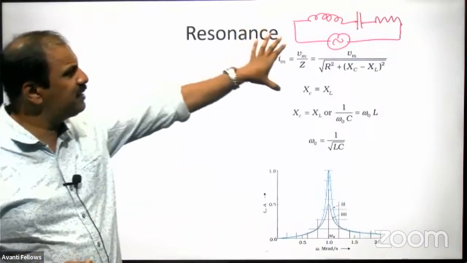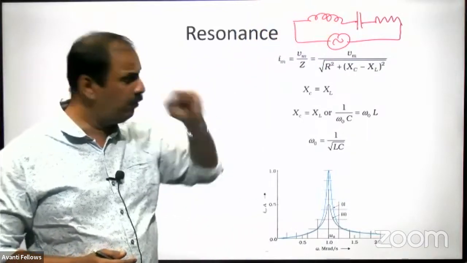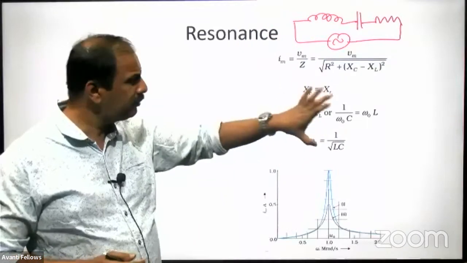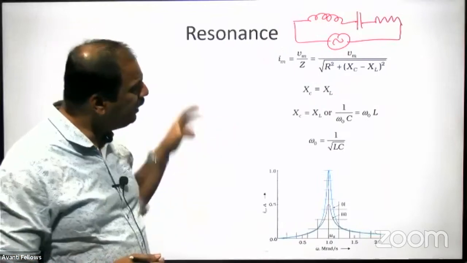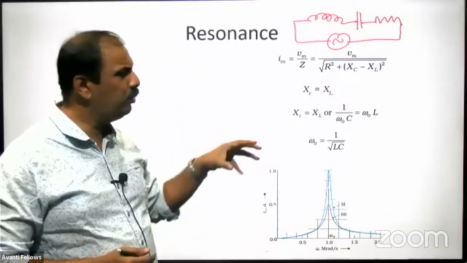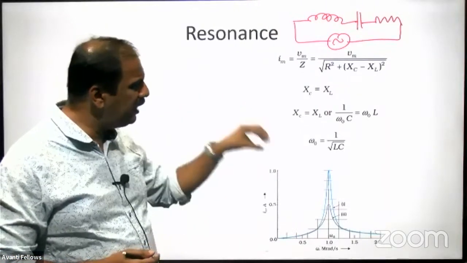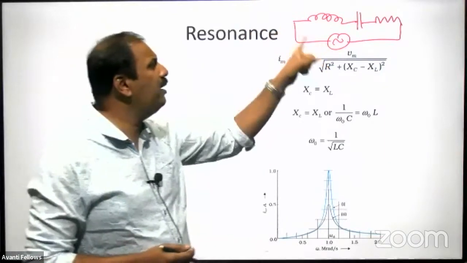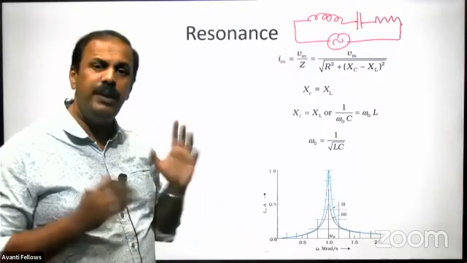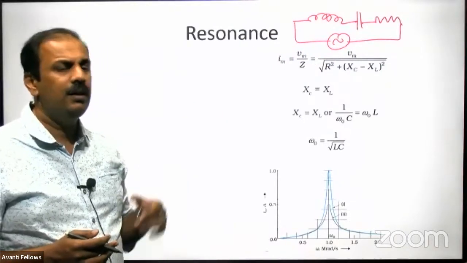For every LCR circuit, there is a natural frequency. What is that natural frequency? You will do that later. For every LCR circuit, we have a natural frequency, and we are applying an external current to that one. If the frequency of the external source is the same as the natural frequency, then the current through the circuit will be maximum. That phenomenon is called resonance.